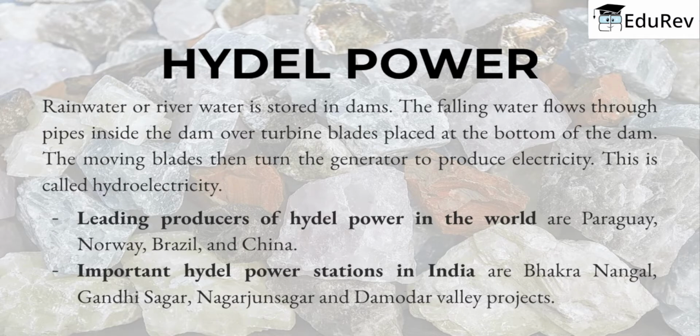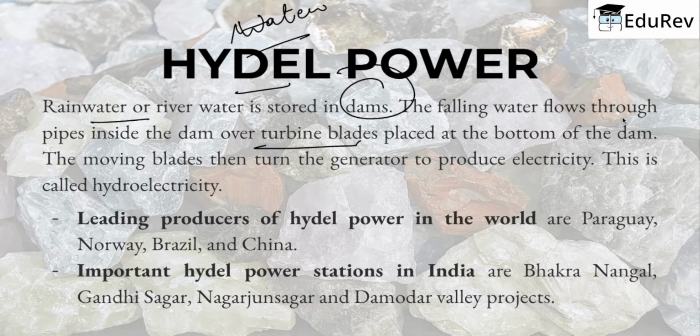Next is hydel power. So what is hydel power? Hydel is water. The rainwater or river water is stored in dams. The falling water flows through pipes inside the dam over turbine blades placed at the bottom of the dam. With the help of the pressure generated by water, the blades are moved, and that generates electricity. And this is nothing but hydroelectricity.